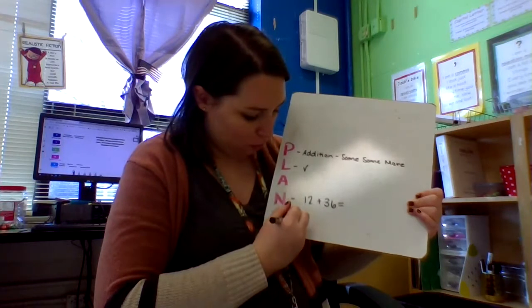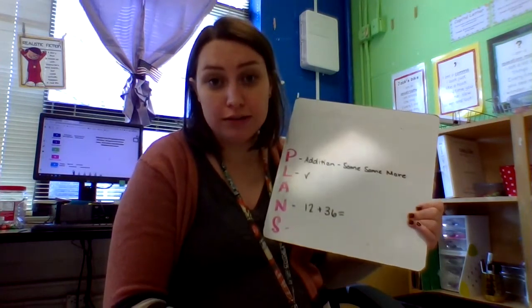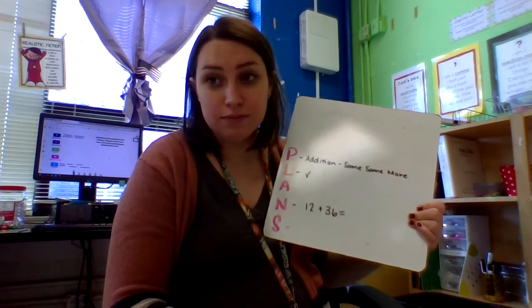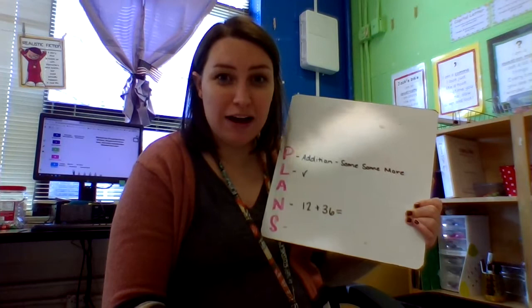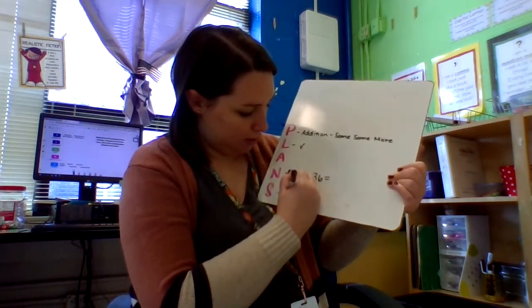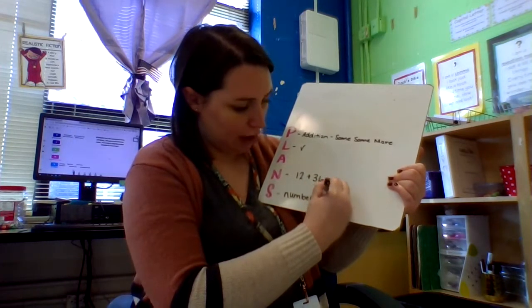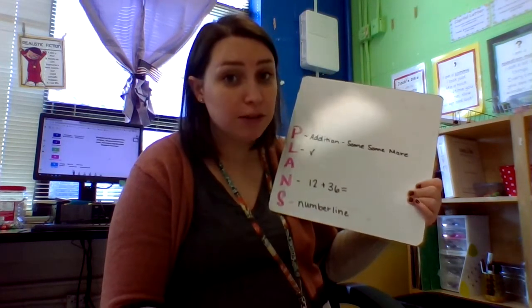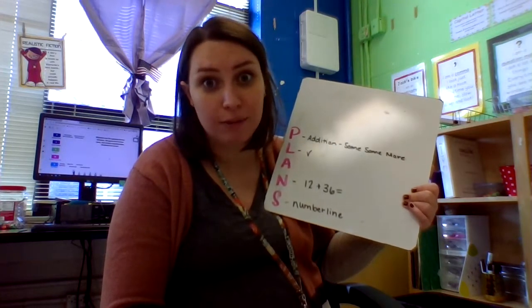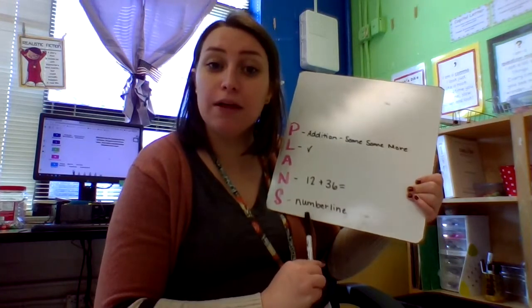Now it's asking me for strategy. What strategy do I want to use for this? Well, I'm going to use a number line. So I'm going to write down here, number line. I could have used a hundreds chart. I could have used 10 frames if I had a long time, but I don't have a long time. I could use a lot of different things, but I'm going to use a number line for this one.